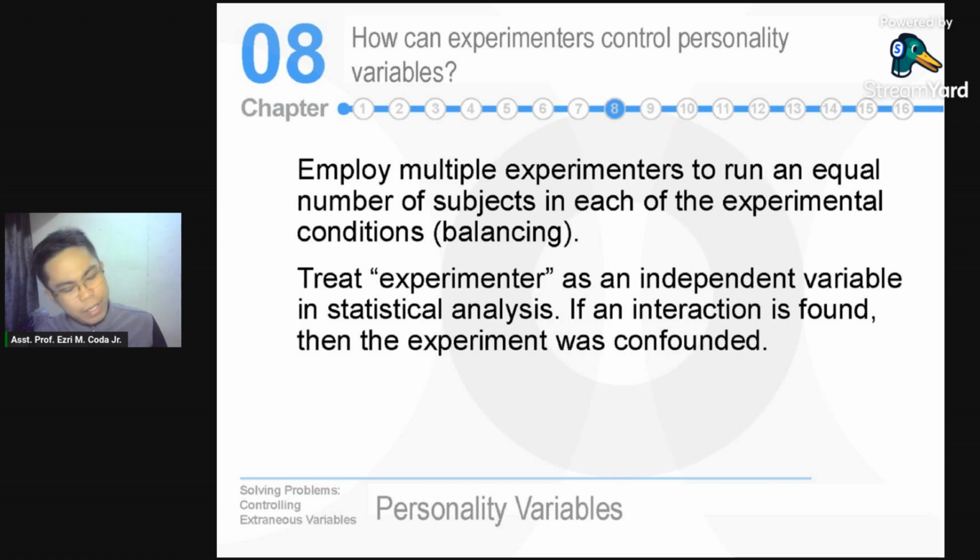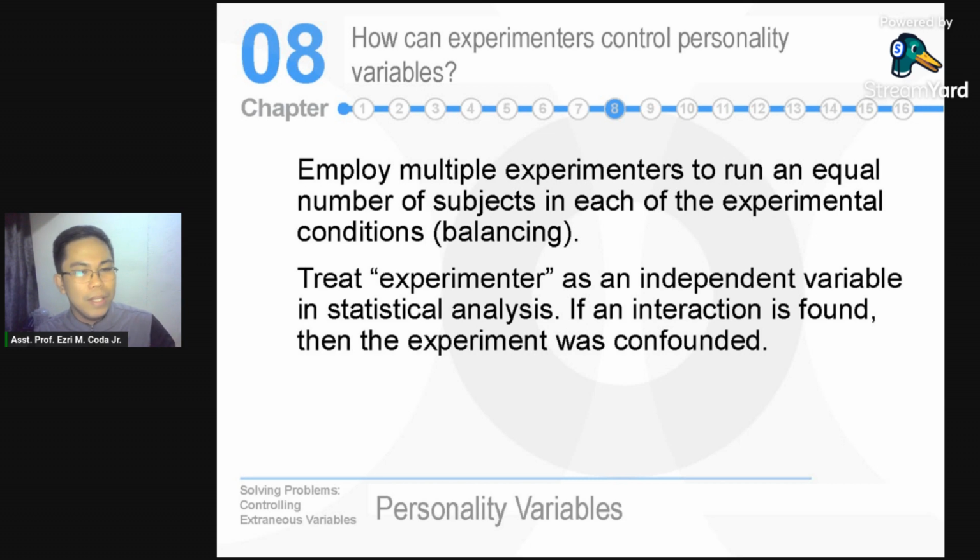Now, how can experimenters control personality variables? Diba? We have already the physical, we already have the social, now personality variables. So how are we going to eliminate or control personality variables? Now, we have to employ multiple experimenters to run an equal number of subjects in each of the experimental conditions, balancing. So, dapat marami yung experimenters natin. And then, iba-iba, no?